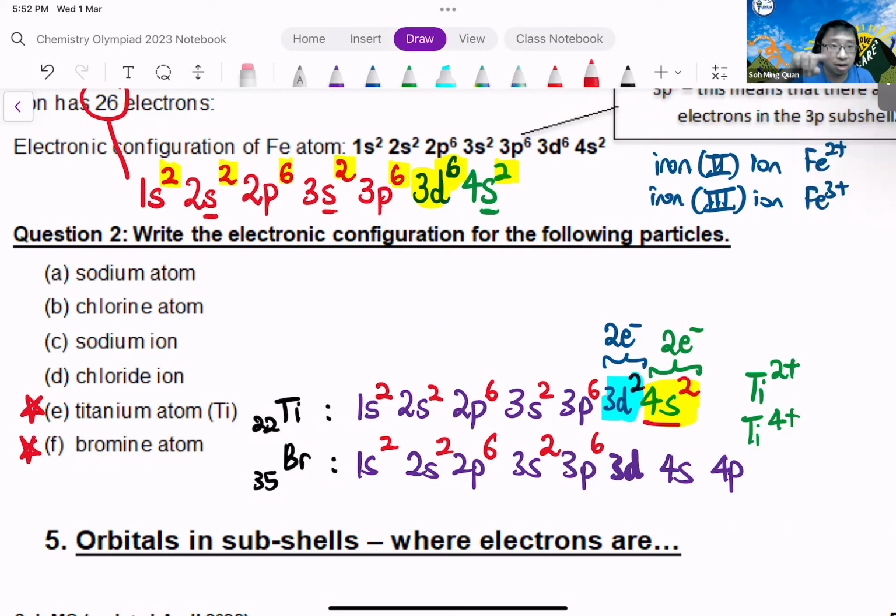Mr. So has written 18 electrons, but bromine has 35. I've only written 18, so I need to write 17 more. 4s2 is next. 3d10 is next. So if you calculate 2 plus 2 plus 6 plus 2 plus 6 plus 10 plus 2, I've written a grand total of how many? 30, right? 30. And that's why 4p5 is the last one.